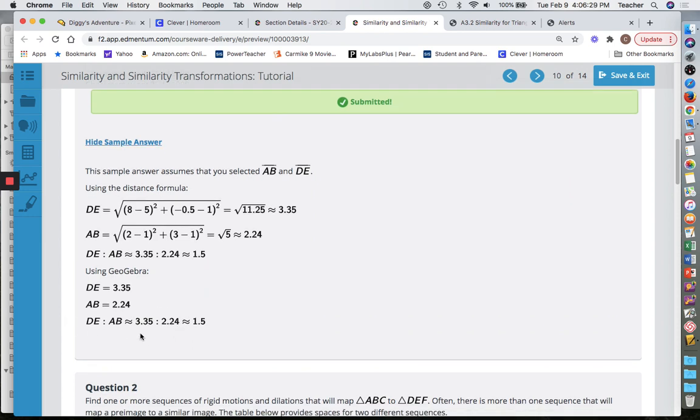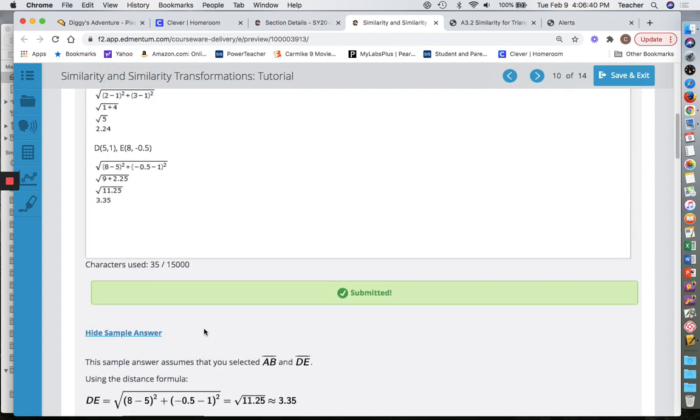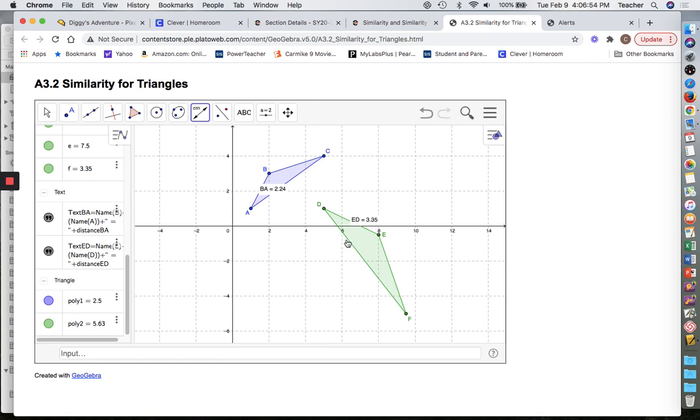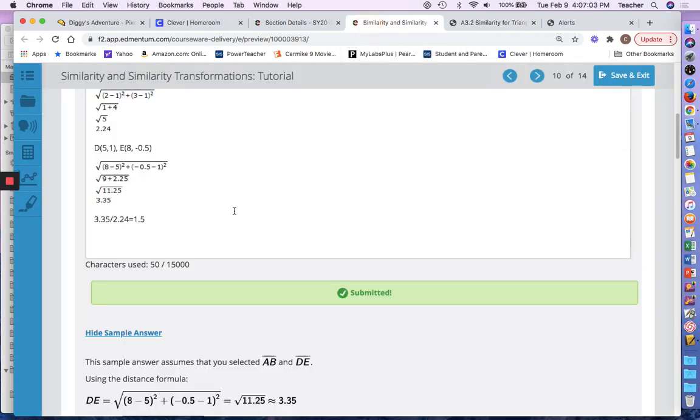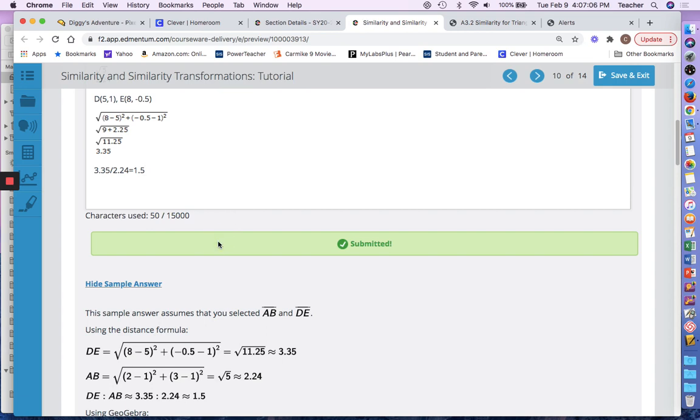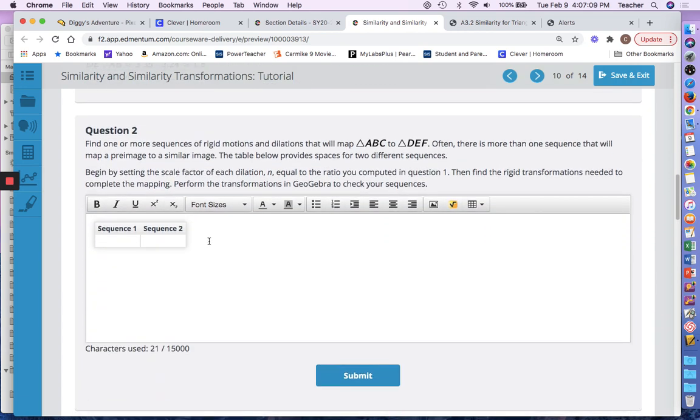Oh, okay, they wanted me to calculate the ratio. I'm sorry, I thought that was going to come up. I just assumed it was. Divide those to get what your scale factor is. So if I take 3.35 and I divide by 2.24, then I end up with the scale factor, and they say the scale factor is 1.5. So 1.5 means that this green figure is 1.5 times the size as the blue figure. So it increases in size from blue to green. All right, I didn't realize they wanted that. I apologize.